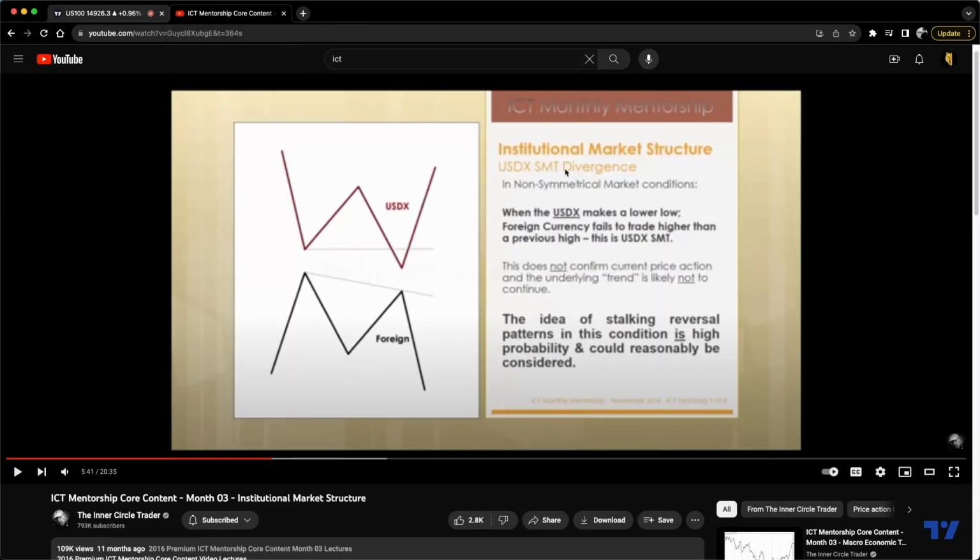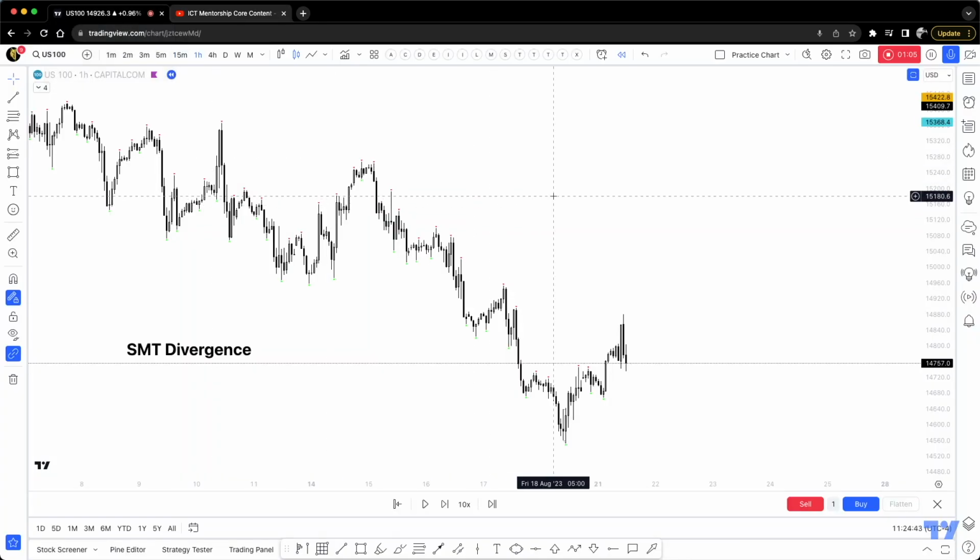Now, SMT actually means smart money technique. I want to call it a smart money trap, because it is a manipulation. It is a trap, basically.